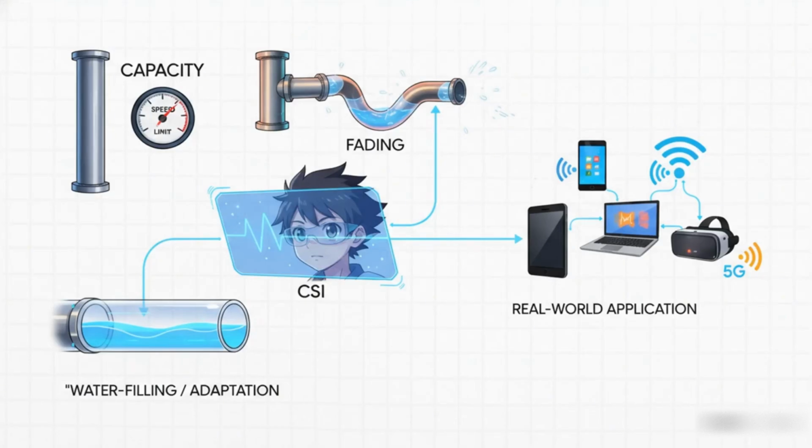Okay, let's boil it all down. Here are the most important things to remember. First, every single channel has a finite, unbreakable speed limit. We call it capacity. Second, the real world isn't a perfect pipe. This thing called fading makes it totally unpredictable. Third, the absolute key to getting great performance is knowing what the channel's doing at any given moment. And fourth, the best strategy isn't to brute force it, it's to adapt. That's what water filling does. It allocates our resources intelligently.